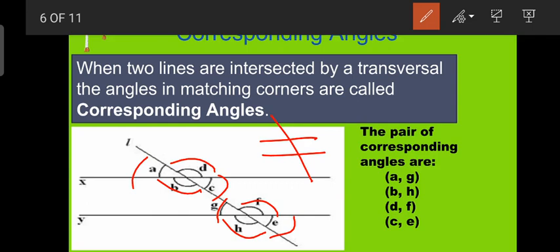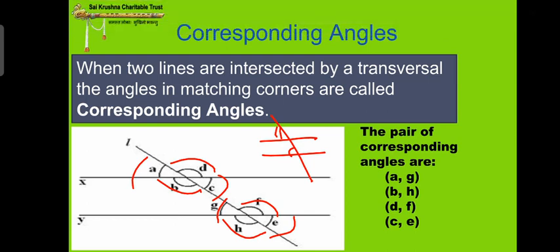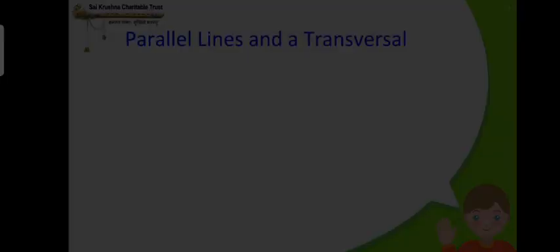Which means what? See here. When two lines are cut by a transversal, this angle and this angle are equal, corresponding angles. Why? The reason is corresponding angles. Did you all get it? Adjacent angle, vertically opposite angle and corresponding angles.